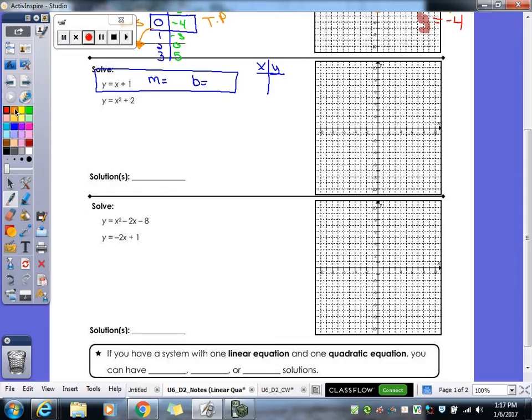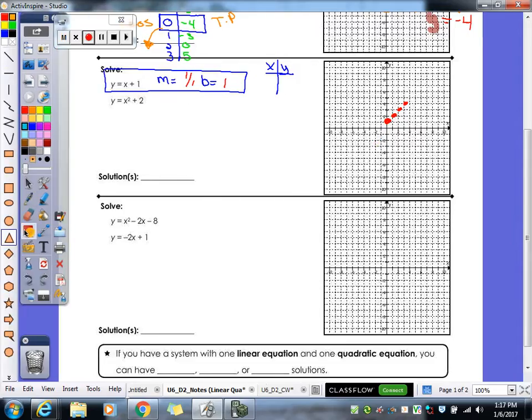Does everyone see that? The number in front of x is 1, so I'm going to change it to a fraction, 1 over 1, and I'm going to begin 1 on the y-axis. Many of you are not beginning on the y-axis, you're beginning on the x. That's why you're not graphing them right. So begin on the y and up 1 over 1, up 1 over 1.